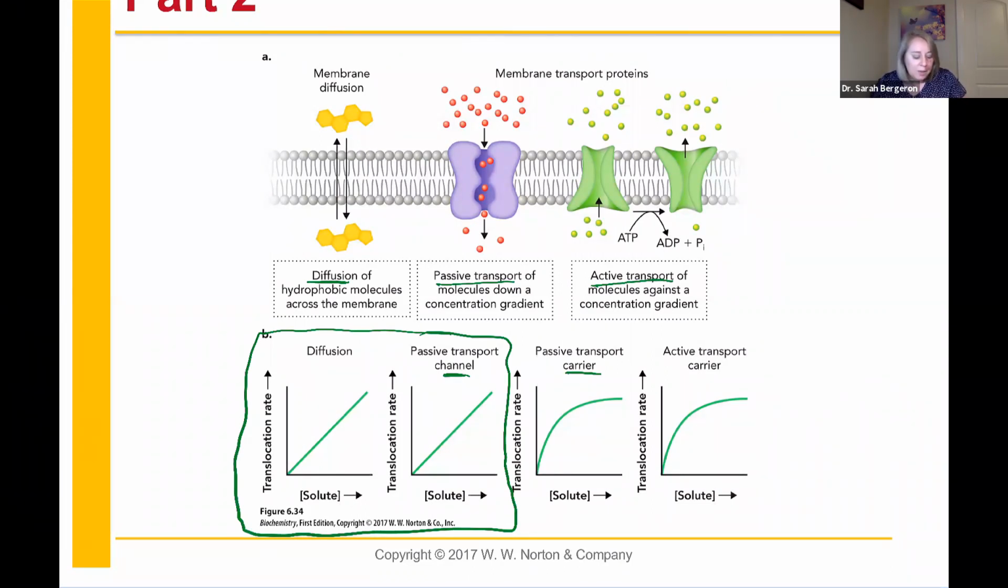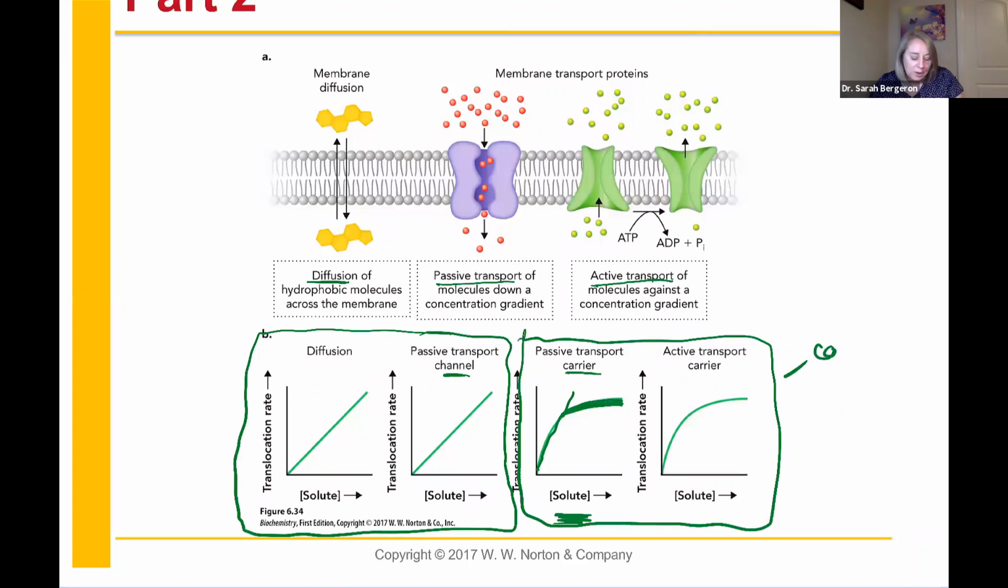But now, when we get to a passive transport carrier, what we can see is it's going to be linear until we get to a certain point. And then this carrier molecule, this carrier protein, excuse me, is going to get saturated. And so it's no longer going to be able to transport those proteins because they're basically saturated, right? So both passive transport with a carrier and active transport with a carrier can both become saturated.